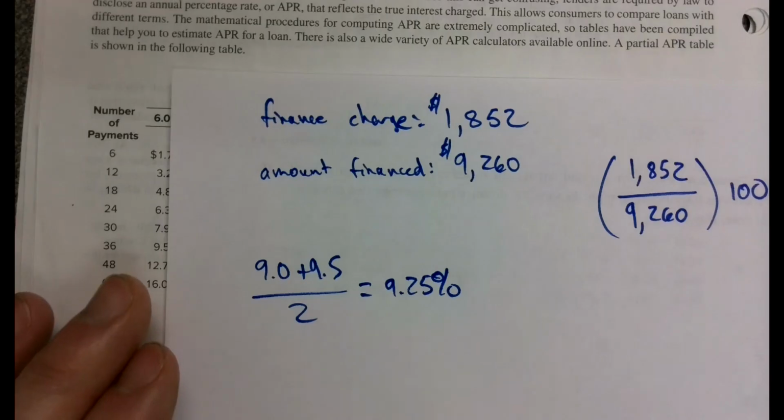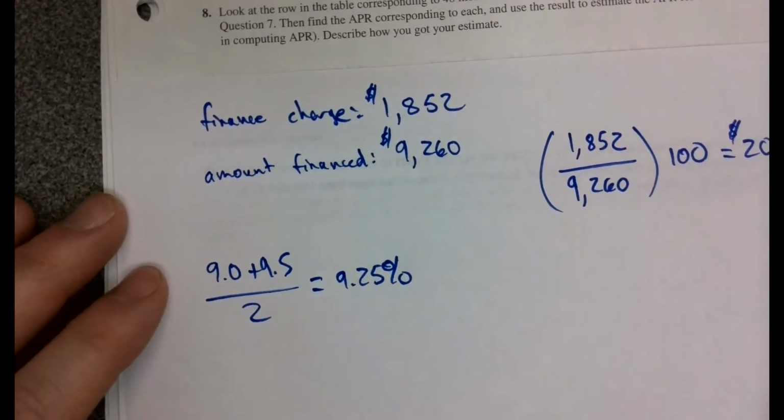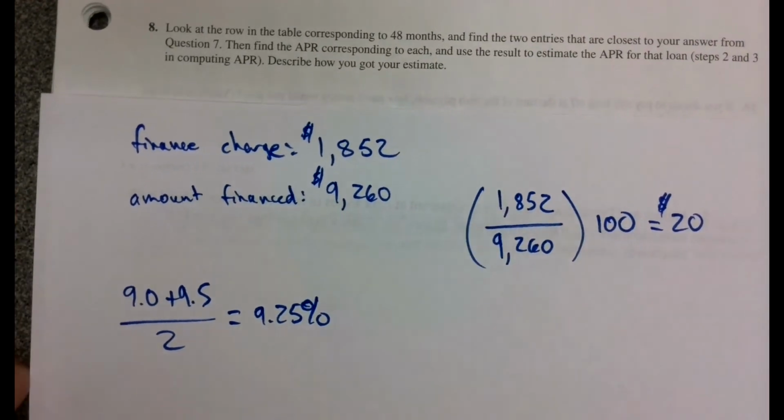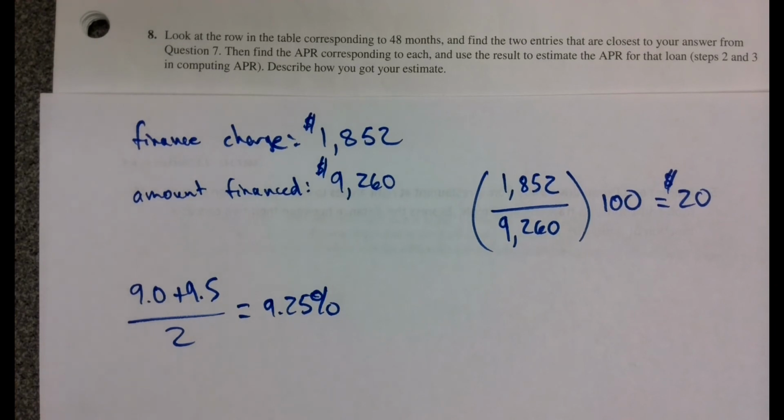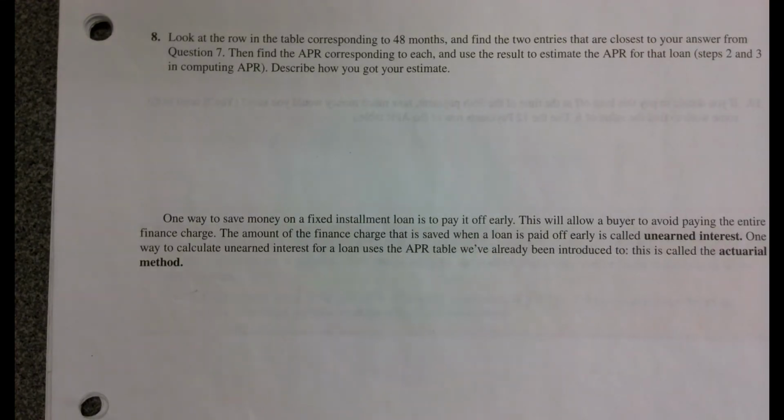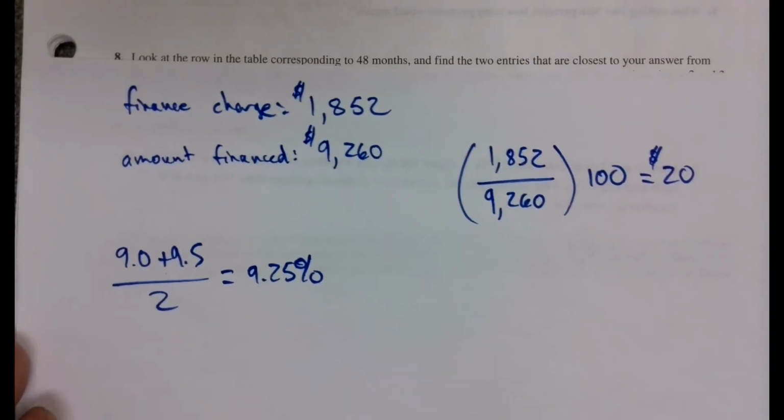In other words, the amount of interest we're charged over the lifetime of this loan per year is going to be 9.25%. That's an estimate. It's not the exact value, as if you read back through that paragraph, he says it's very complicated calculating APR, so we're just kind of ignoring it and doing this calculation using the table.